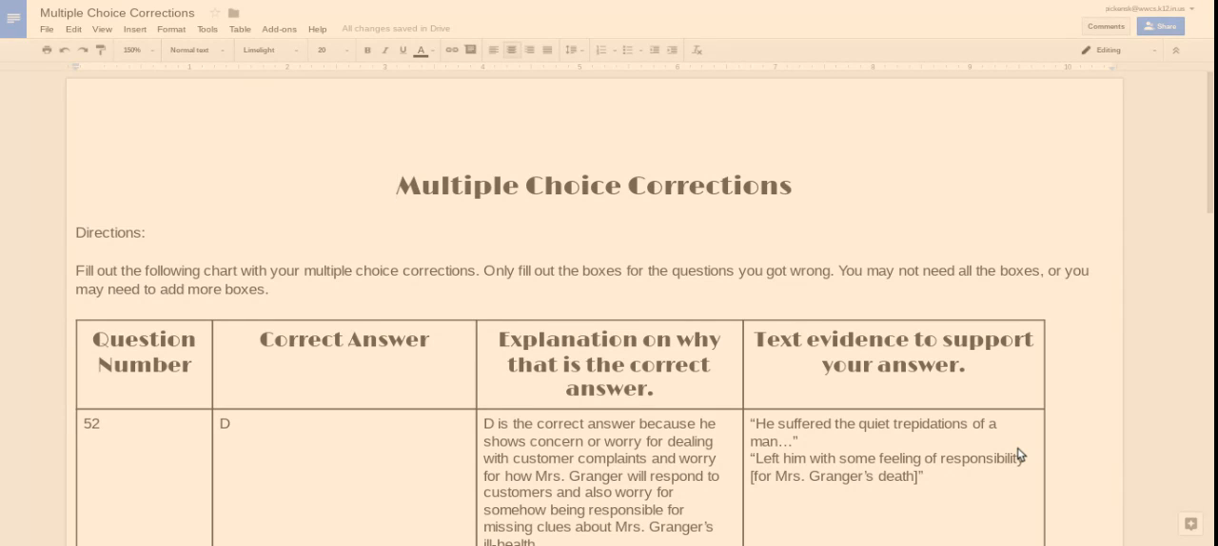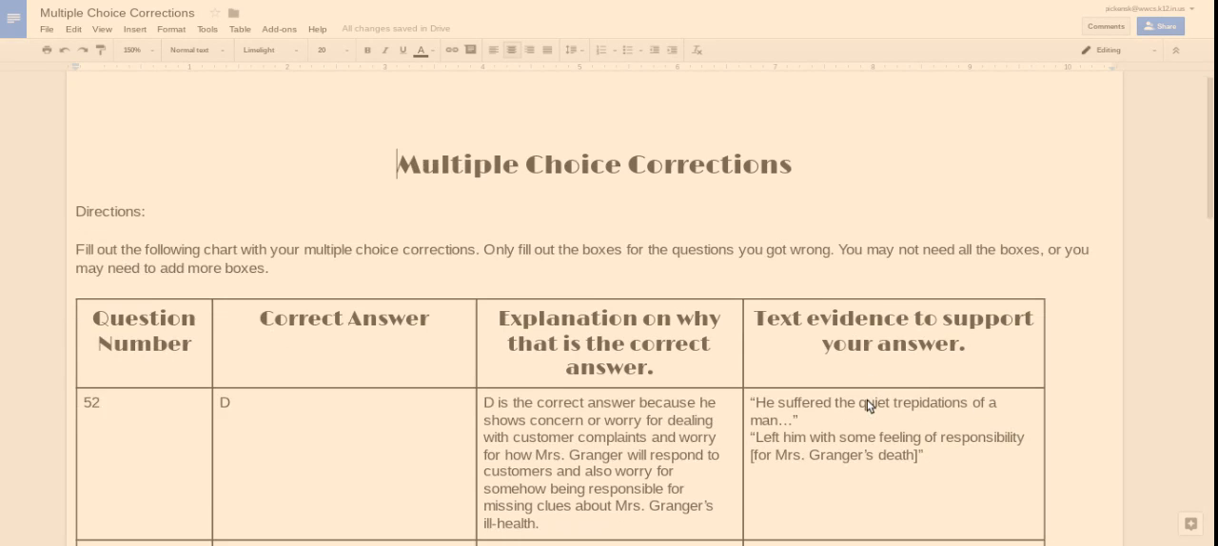So what you're going to do is take a multiple choice assessment of some sort, and then after you're finished with it, you're going to make corrections on only the questions that you got incorrect. You don't need to do this for questions that you did get correct. You also need to, after you take the assessment, get a list of the actual answers to the test before you make your multiple choice corrections.